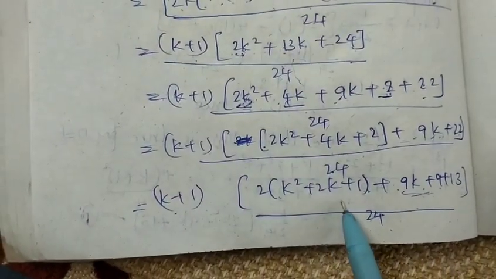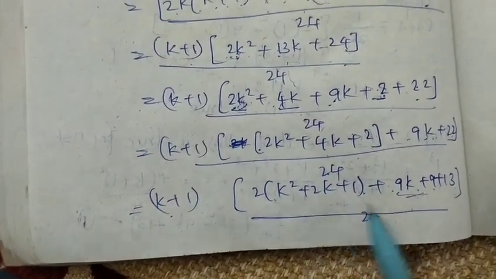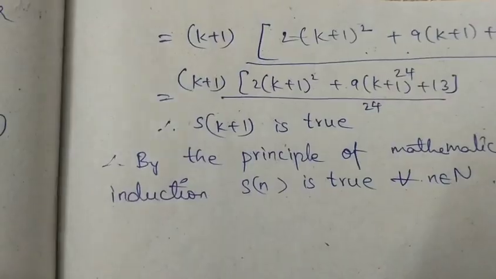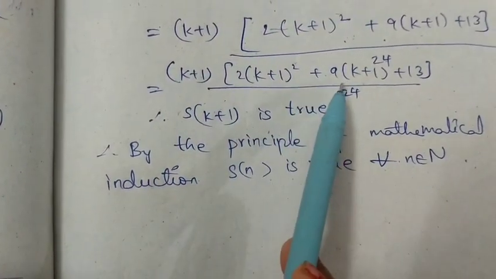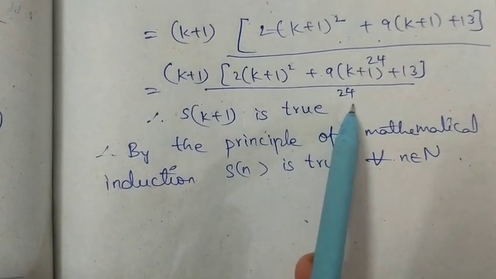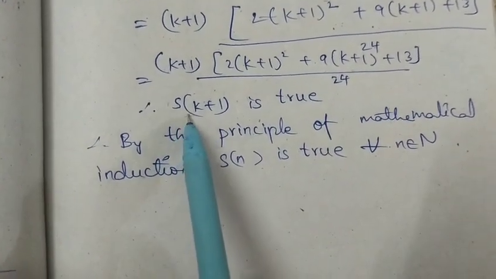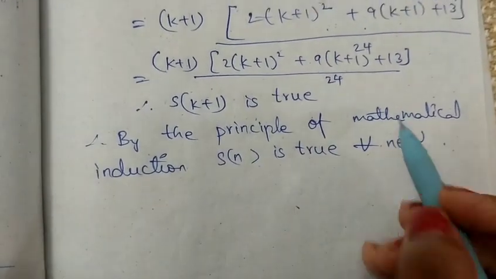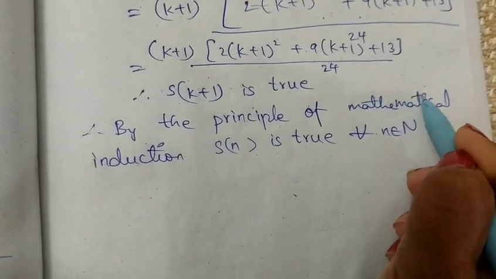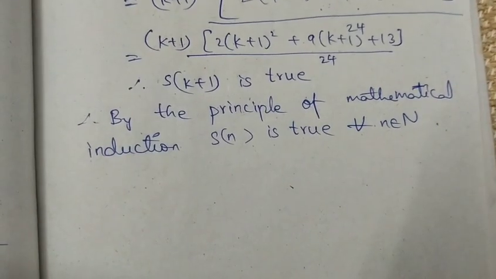Here this term you can write as k plus 1 whole square, right? So the same we did there. So it equals k plus 1 into 2 into k plus 1 whole square plus 9 into k plus 1 plus 13 divided by 24. Therefore S of k plus 1 is true. Then by the principle of mathematical induction, you can say that the statement S of n is true for all n belonging to capital N.